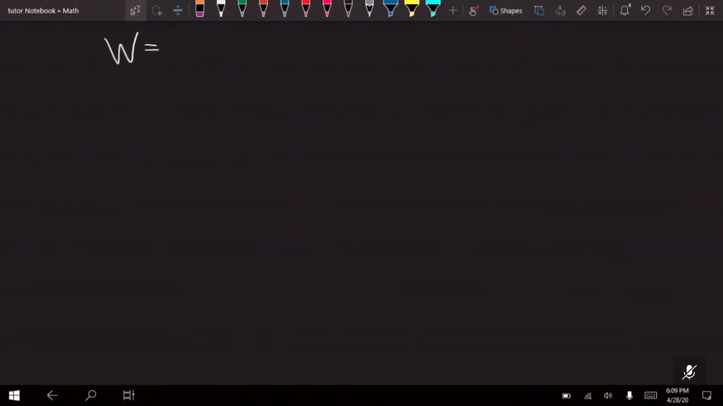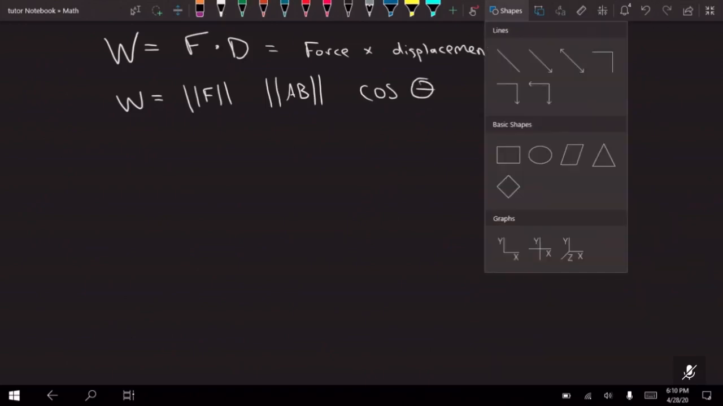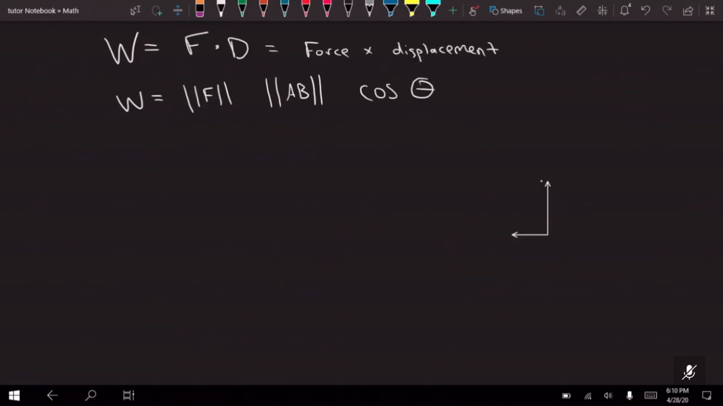So the next example we're going to be looking at is a work application. This is kind of a physics application. And work is equal to force times displacement. Basically work is how much force you have to put into something to get it to move a certain distance. And another formula for work that we have is the magnitude of F times the magnitude of AB times the cosine of theta.